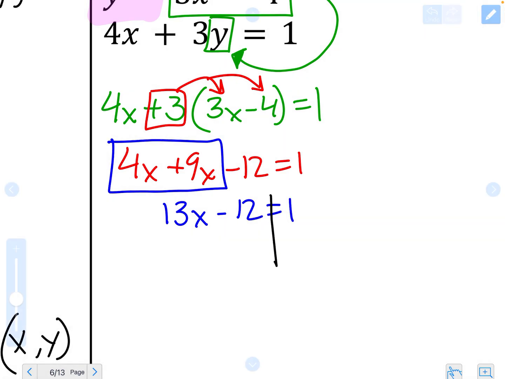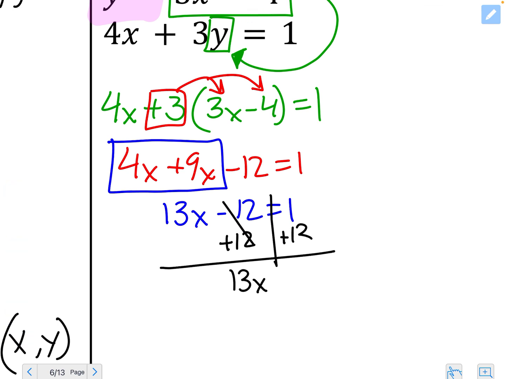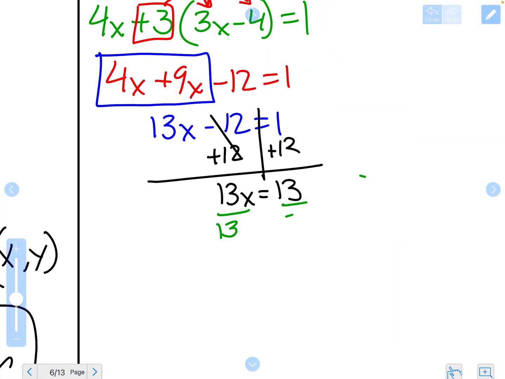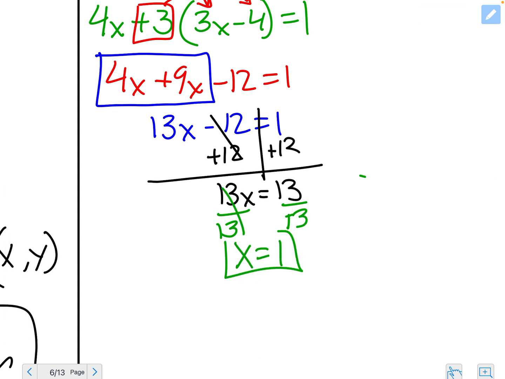And now we can solve our equation. So I'm going to add 12 to the other side. 13x equals 13. And then my next step is to divide by the coefficient in front of x. And so 13 divided by 13 is 1.